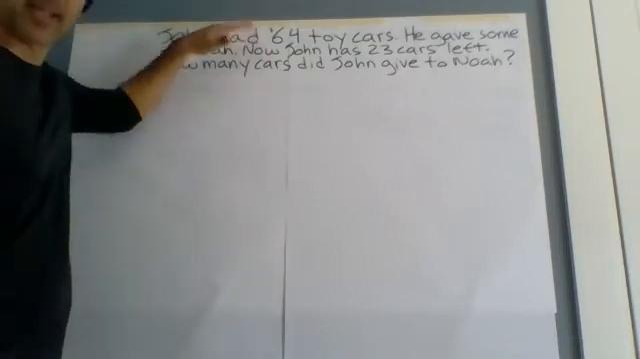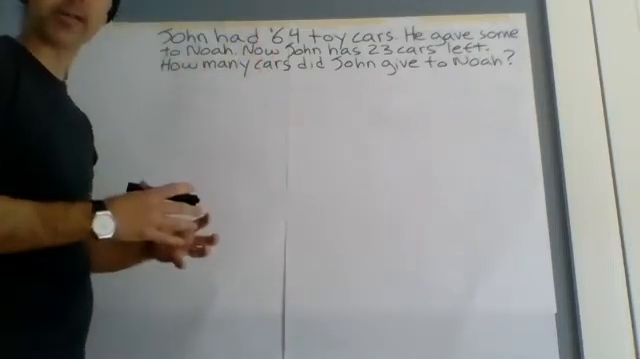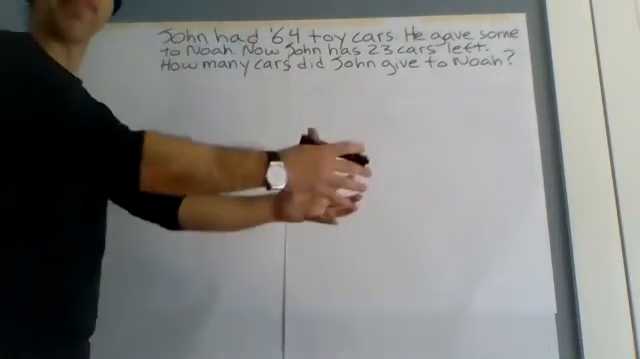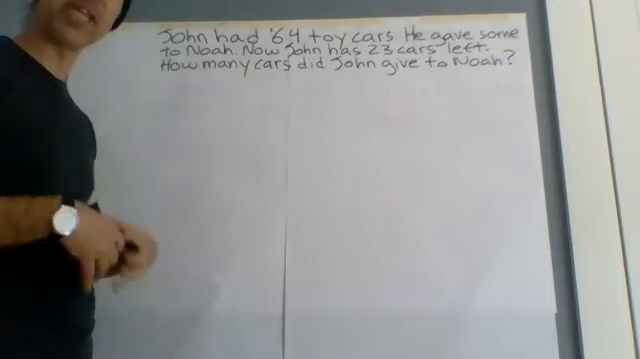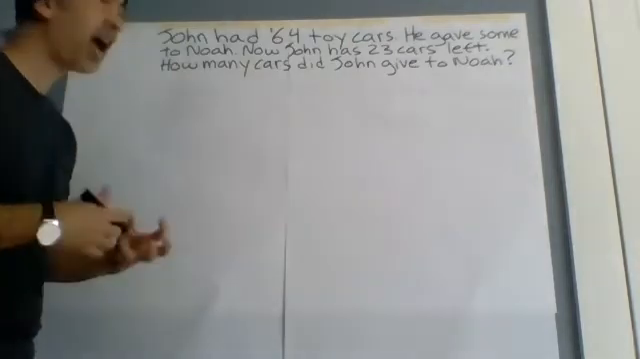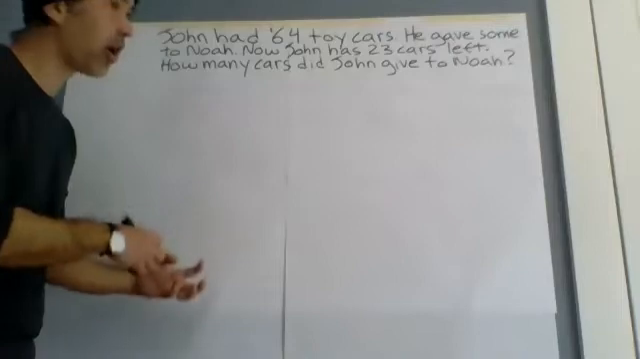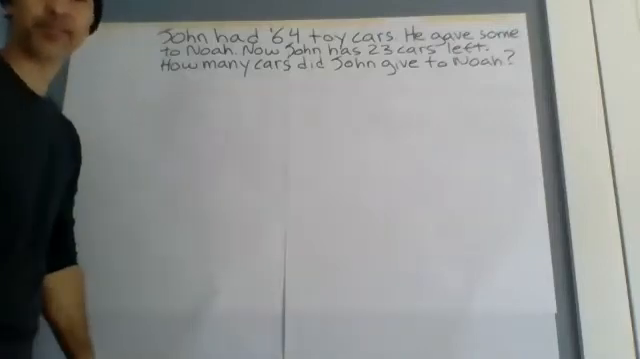John had 64 toy cars. He gave some to Noah. Now John has 23 cars left. How many cars did John give to Noah?